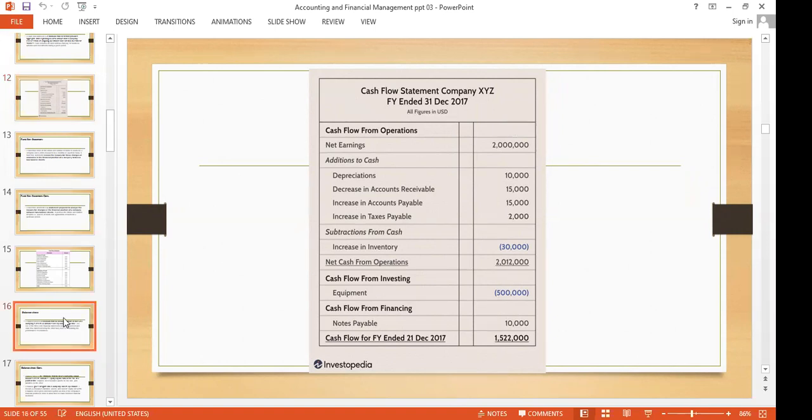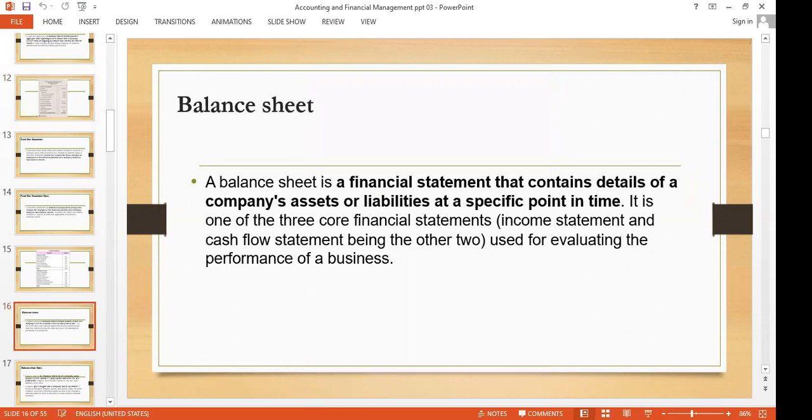Okay. Balance sheet. In the balance sheet we prepare, what is our asset balance at the end of the year? What is our liabilities balance at the end of the year? And we prepare the balance sheet.